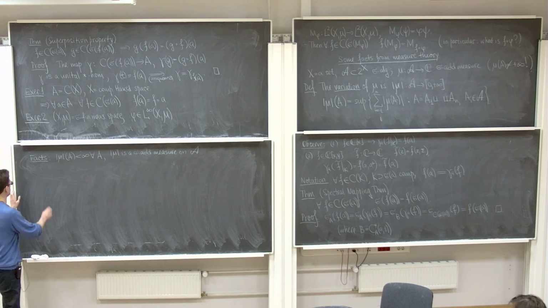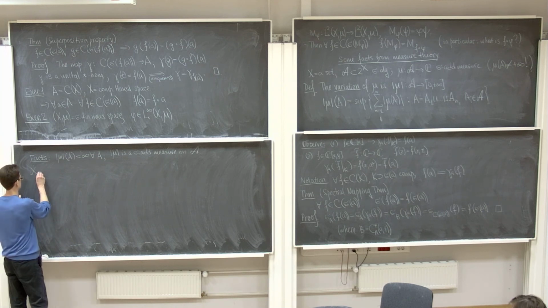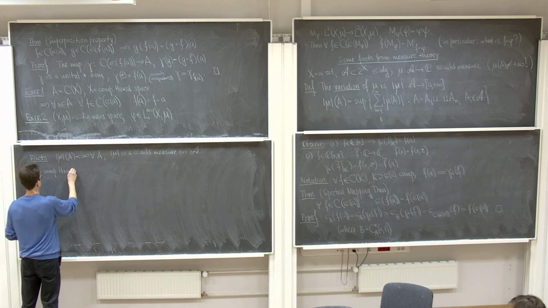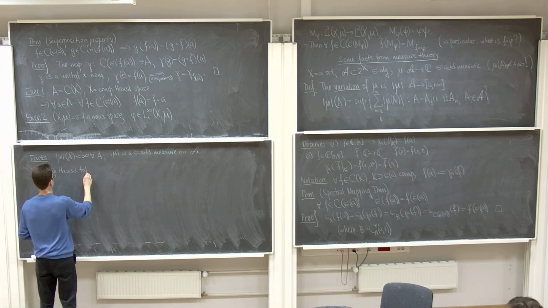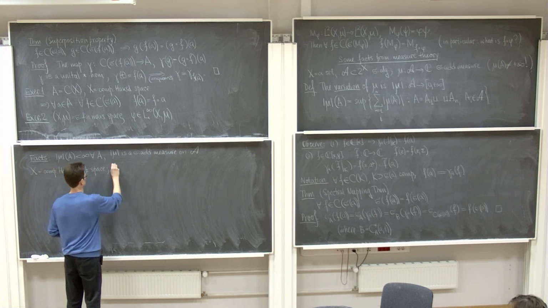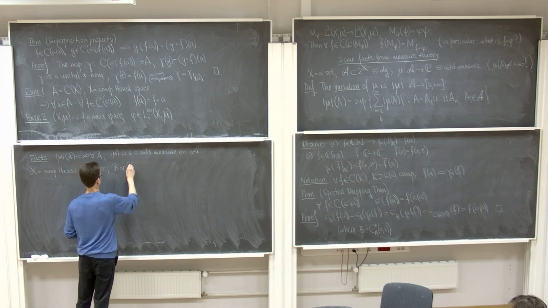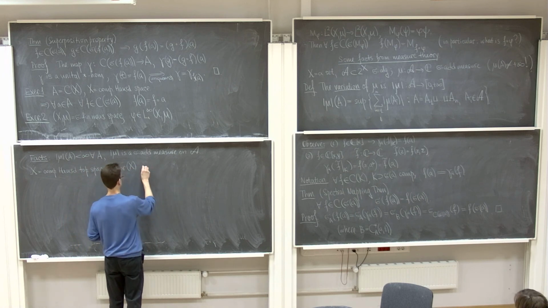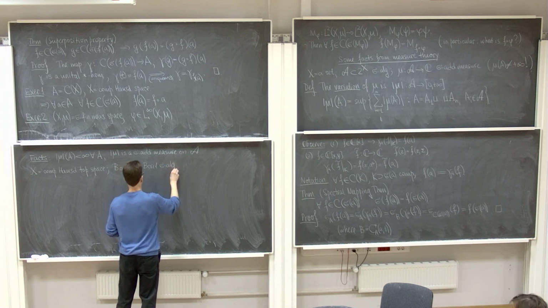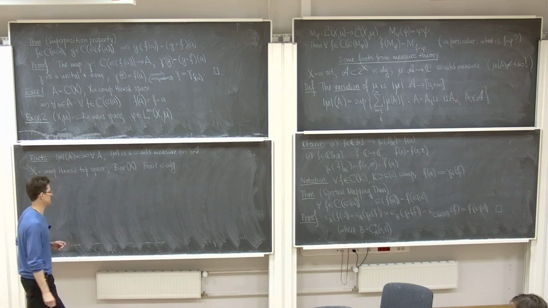Okay. From now on, we suppose that X is not just a set, but is a compact Hausdorff topological space. And we consider the Borel sigma algebra of X. That is the sigma algebra of subsets of X generated by open sets.